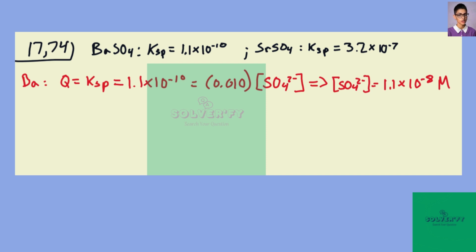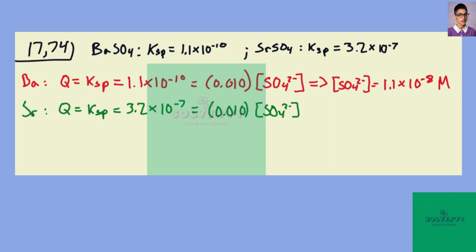We can do the same thing for strontium. Q equals KSP, which equals 3.2 times 10 to the minus 7, which equals the same concentration as we had for barium, for strontium, times the concentration of sulfate, which gives us the concentration of sulfate necessary to start precipitation for strontium sulfate as 3.2 times 10 to the minus 5.